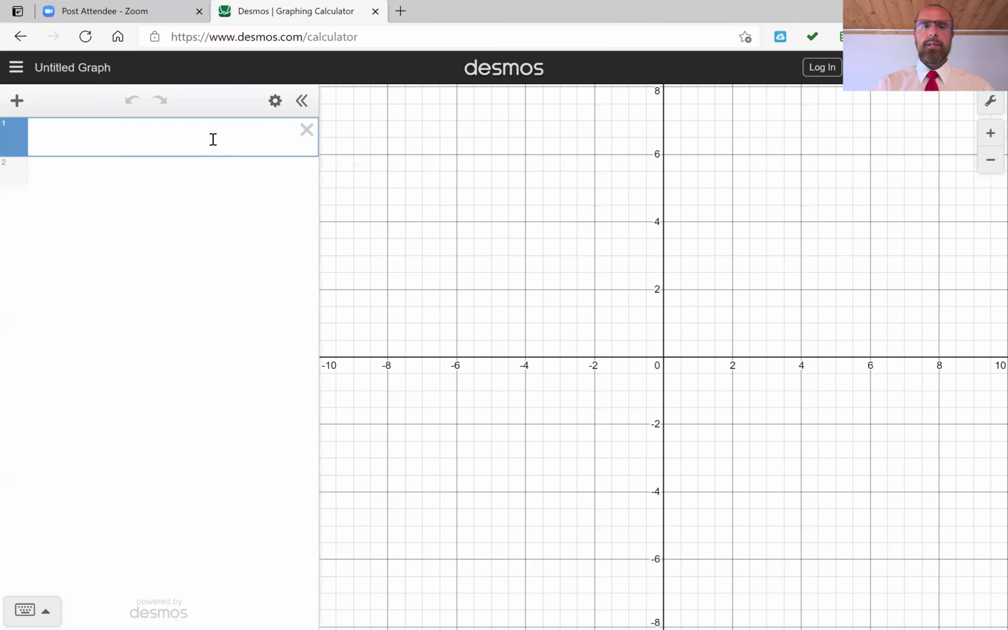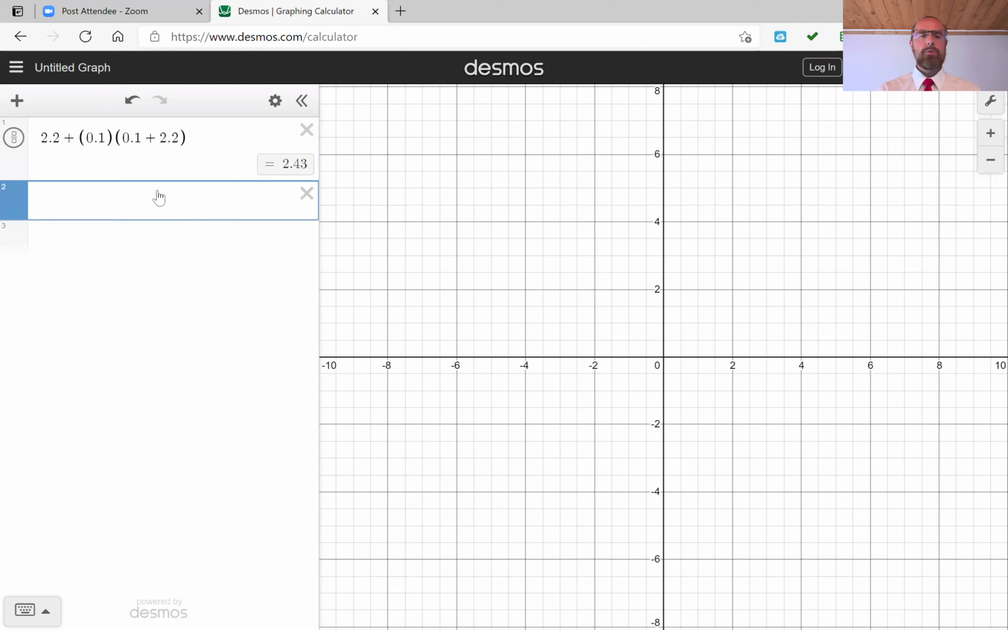So here on Desmos, let's type in that expression that we just recorded. So it was 2.2 plus step value 0.1 times 0.1 plus 2.2. And that's giving us 2.43. Now at this point, instead of just shuttling back and forth between writing the setup and calculating it, I can just keep going on Desmos.